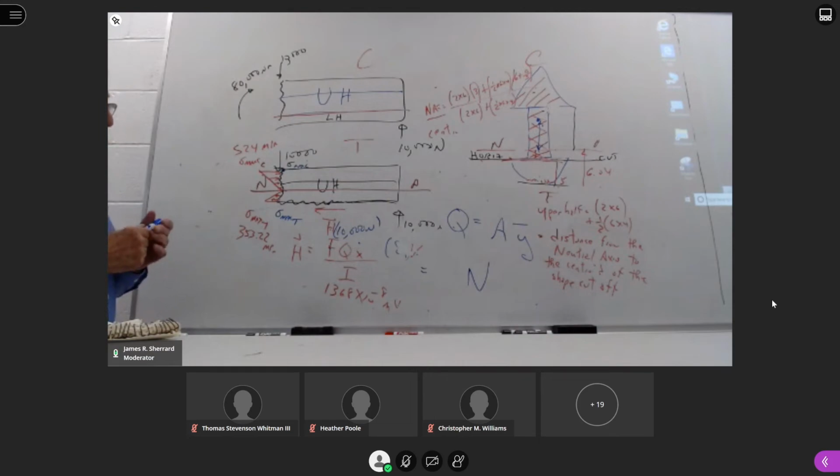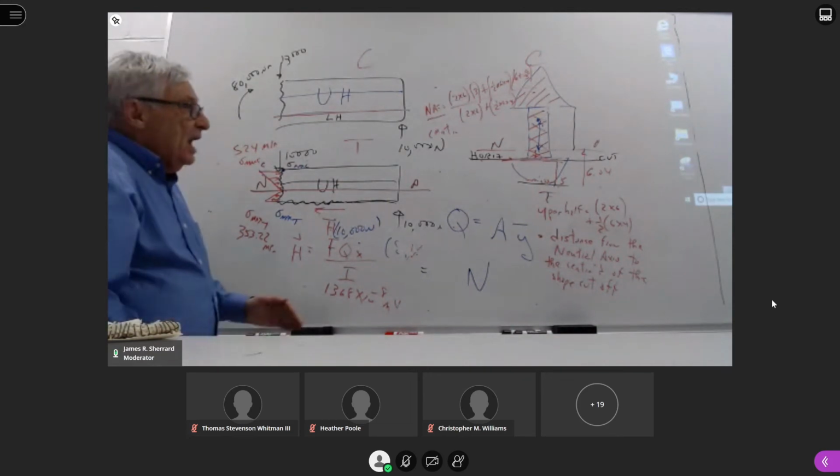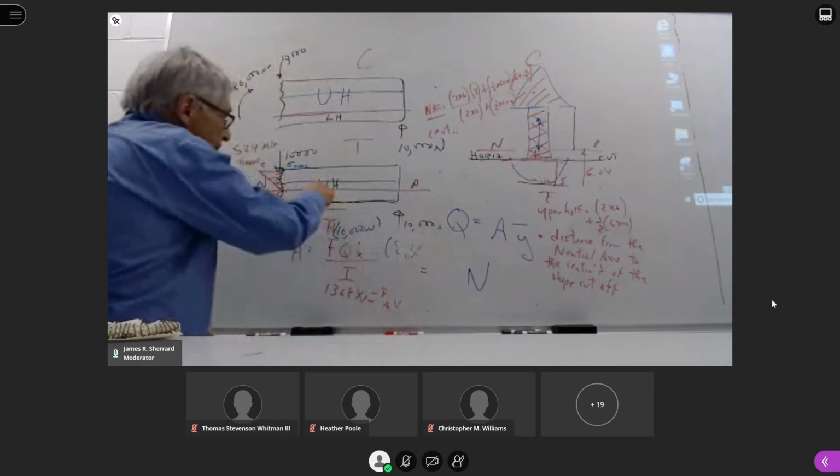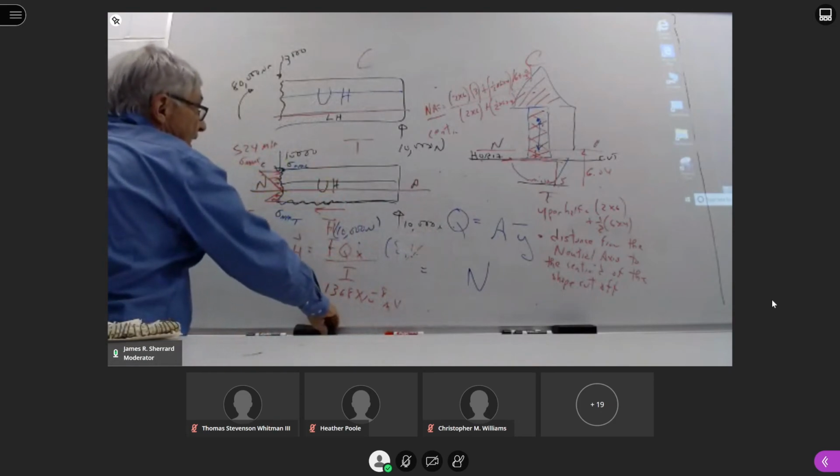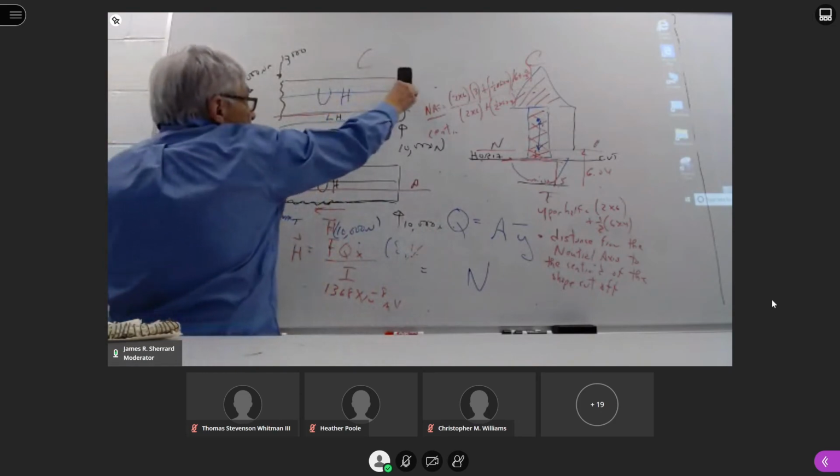If you did it looking at the other direction, and I could have done the same thing, a free body diagram looking at the lower half. So let me go up here and erase this.